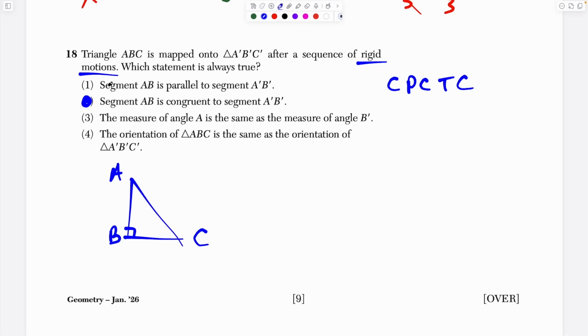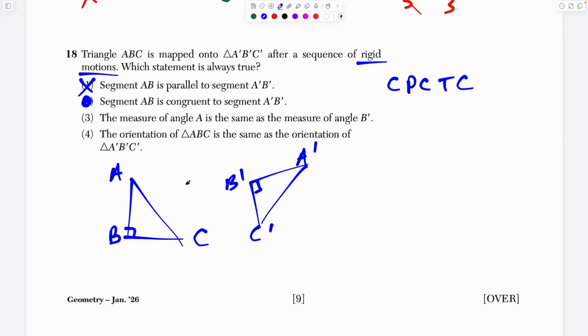Now, why is choice 1 not necessarily true? Well, let's say I took this triangle here and I rotated it. So I just turn it this way, and I have A prime, B prime, C prime. Like I said before, AB is definitely going to be congruent to A prime, B prime. But since I rotated this, notice that these segments here are not going in the same direction. So they're not necessarily going to be parallel.